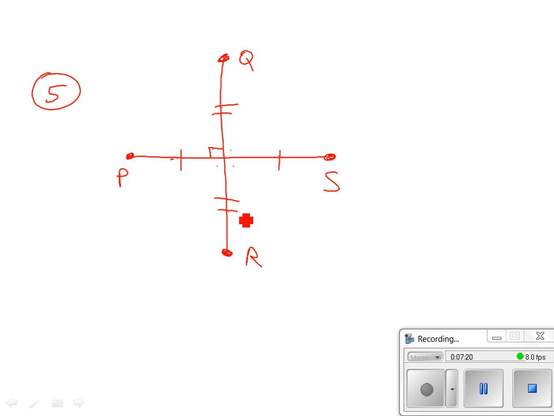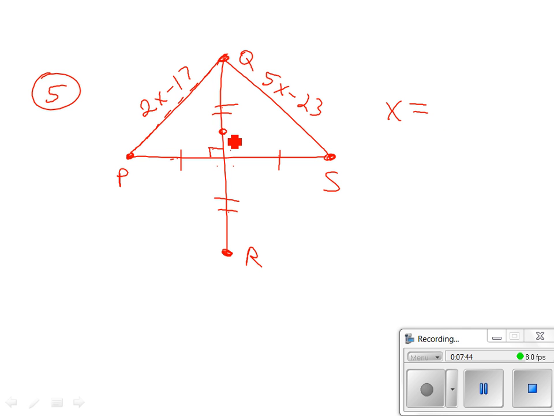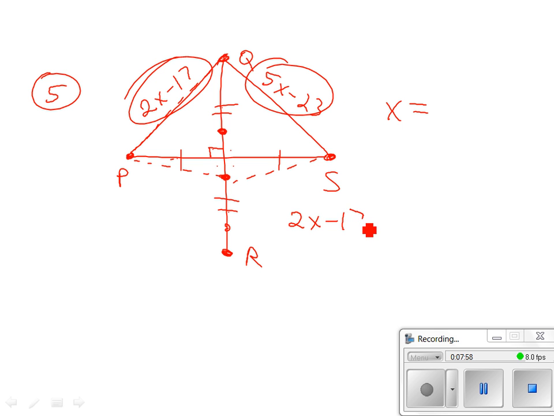If PQ, so from P to Q, that's this right here, that segment is 2x minus 17, and Q to S is 5x minus 23. Find x. So we're looking for what x is. We had a theorem that said any point that falls on this perpendicular bisector is the same distance from one endpoint as it is from the other. So what do you know about those two? They have to be the same. So what equation can I set up? 2x minus 17 equals 5x minus 23.